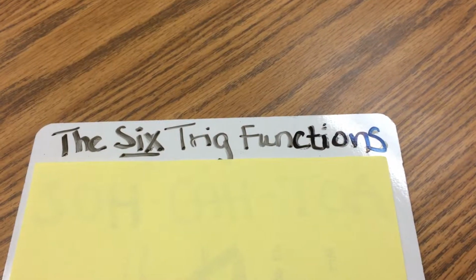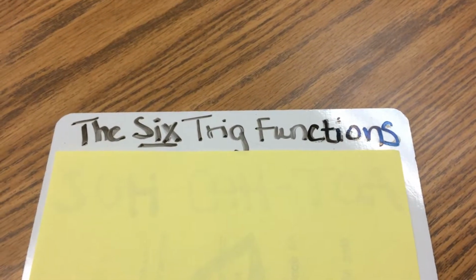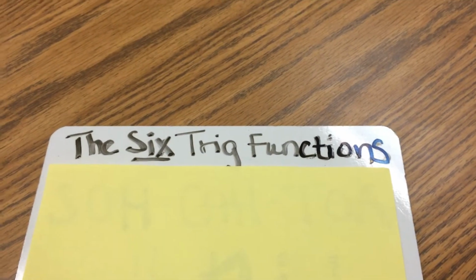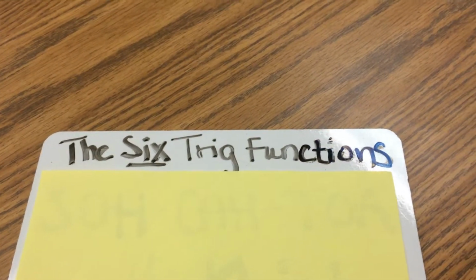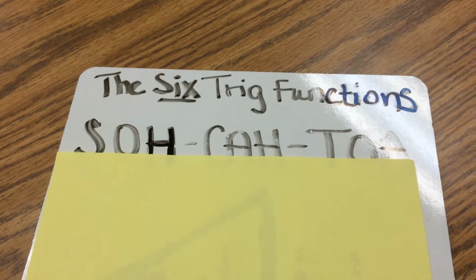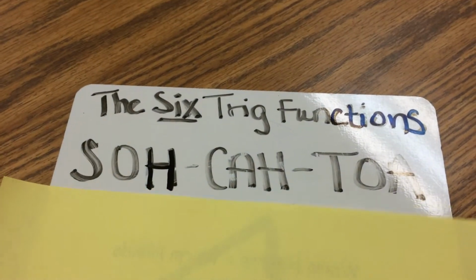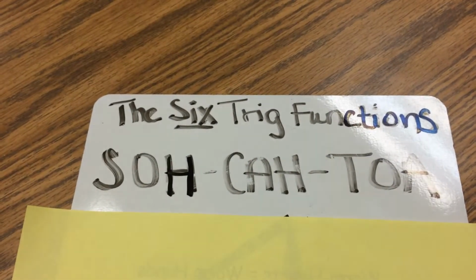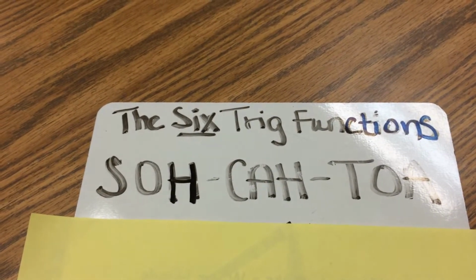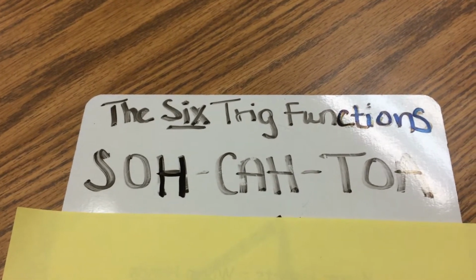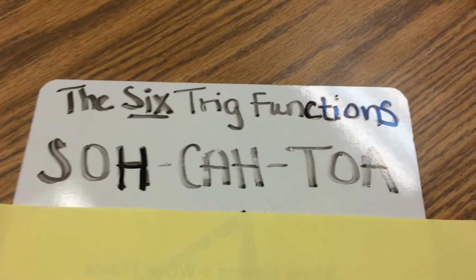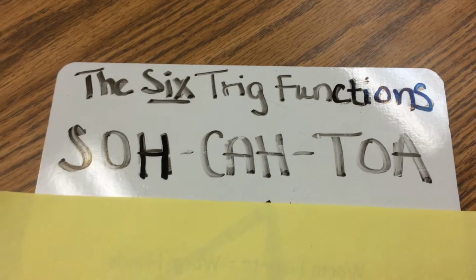Today we're going to talk about the 6 trig functions. Now, if you'll remember back in geometry, we talked about 3 of them: sine, cosine, and tangent. We learned that nifty little catchphrase, SOHCAHTOA. Of course, SOHCAHTOA: sine is opposite over hypotenuse, cosine is adjacent over hypotenuse, and tangent is opposite over adjacent.